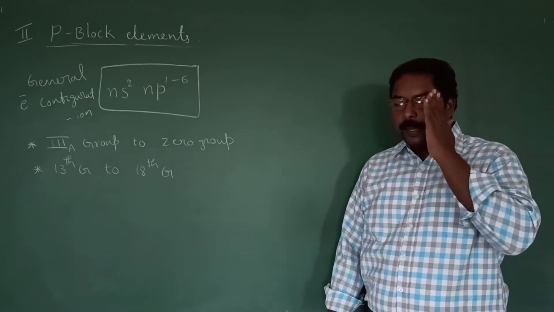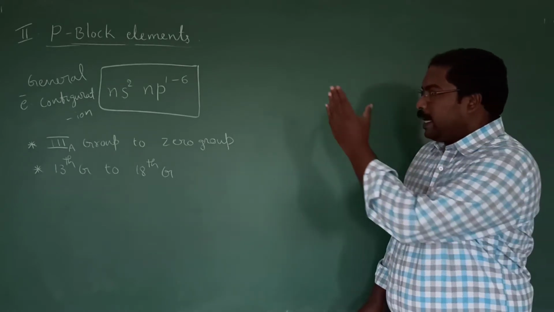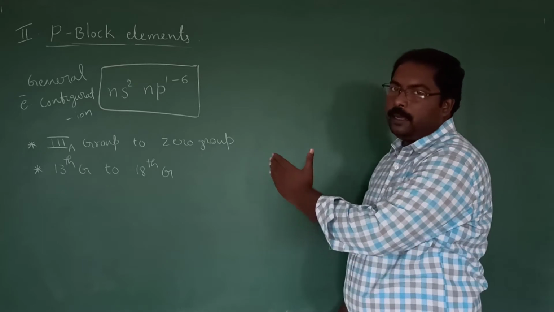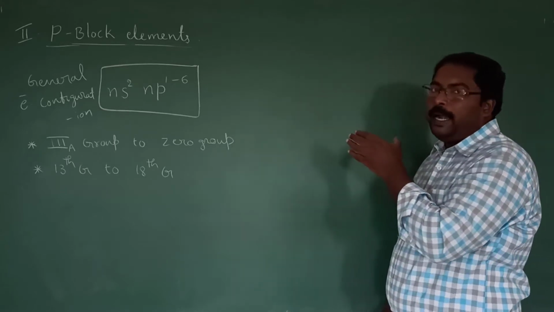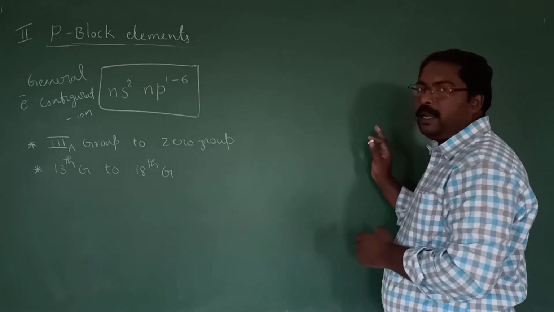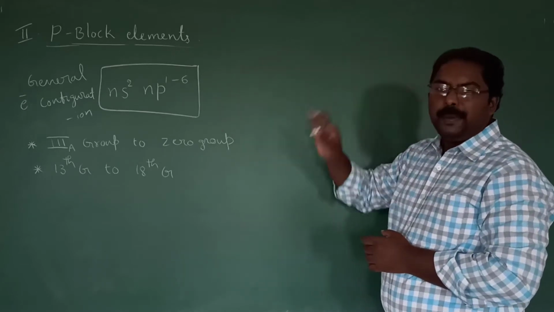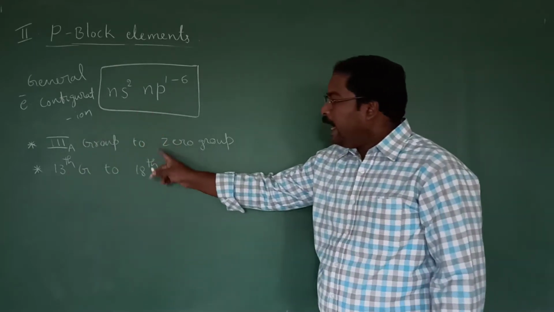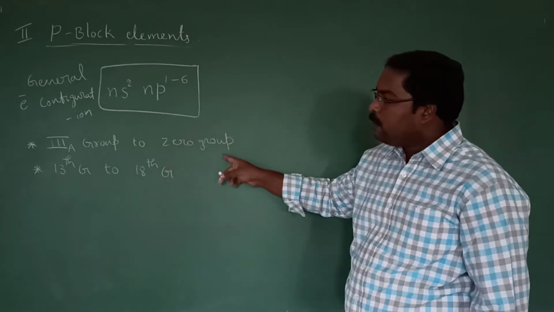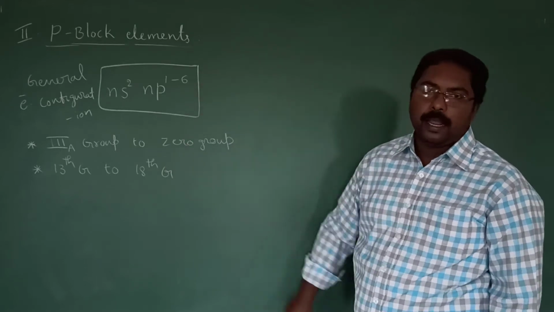Okay? If you observe the periodic table, on the extreme left-hand side there are the first 2 groups, the s block. In the middle you will find the d block. At last, the last 6 groups are p block elements. So from 13th group to 18th group, these 6 groups are considered the p block elements.